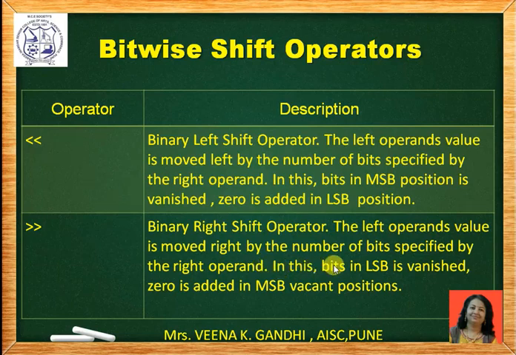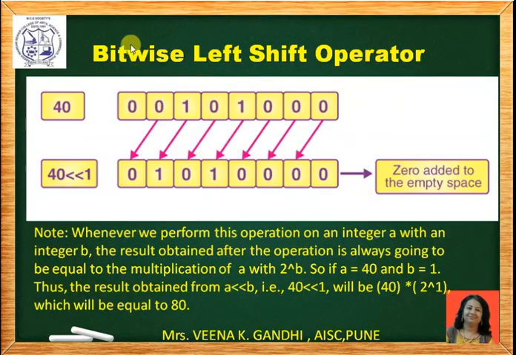In this, bits in the LSB position vanish and 0 is added into the MSB vacant position. Let us see an example of the bitwise left shift operator. For example, 40 left shift by 1 bit. Now 40 is shown in a binary format.